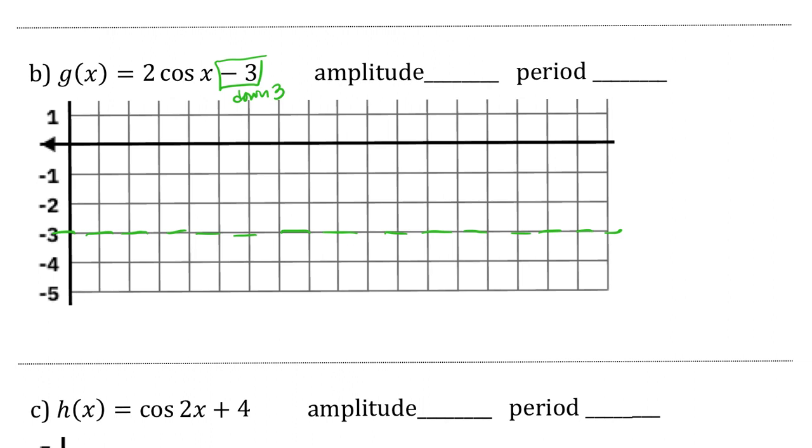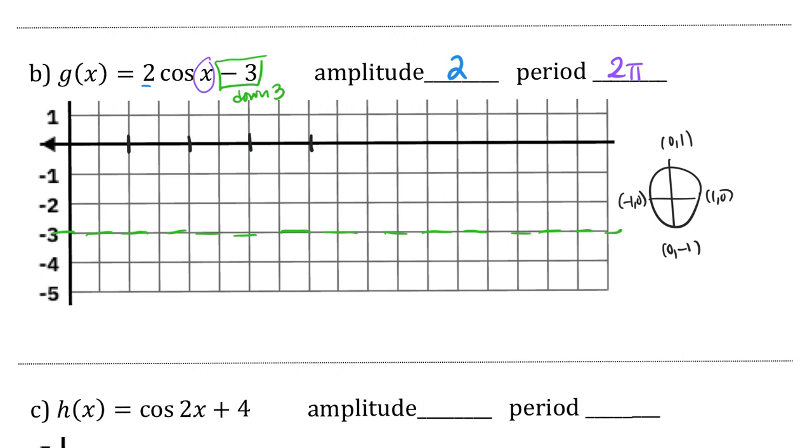Amplitude is 2. The period, I look at the x. The x is just normal x, so the period is just 2 pi like normal. I still want to hit those 4 dots. And hopefully you're starting to memorize it, actually. Let's see. I'm going to space it by 4s. 1, 2, 3, 4, because I want to hit my 4 corners.